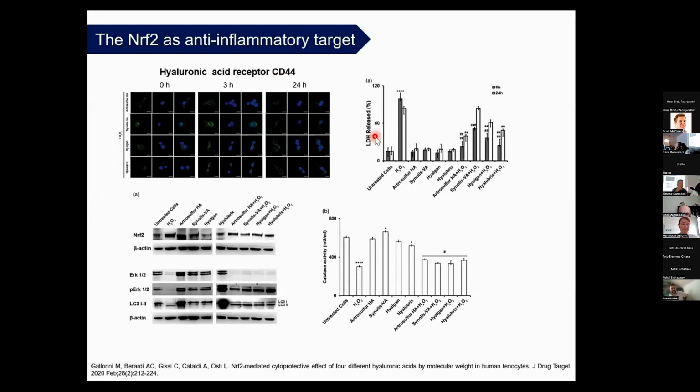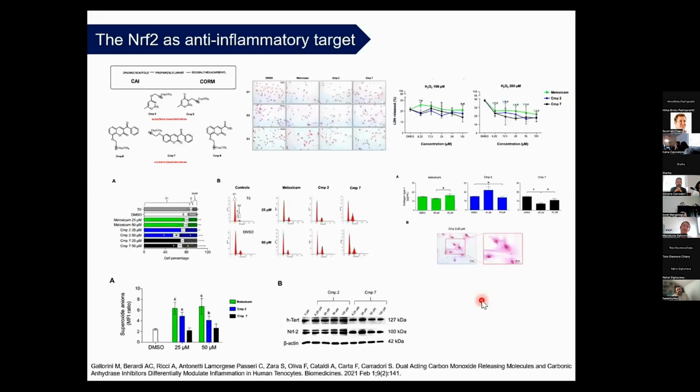And as I was saying, there is a different response of the cells belonging to the different hyaluronic acid preparations, which differ by their molecular weight. Here is NRF2 in the presence of hydrogen peroxide. So we found that NRF2 is upregulated also in this model of inflammation, and during the administration of this hyaluronic acid preparation, we have constant NRF2 expression. So we highlighted that tendon-derived cells are protected from apoptosis by activating NRF2 under hyaluronic acid preparation treatment.